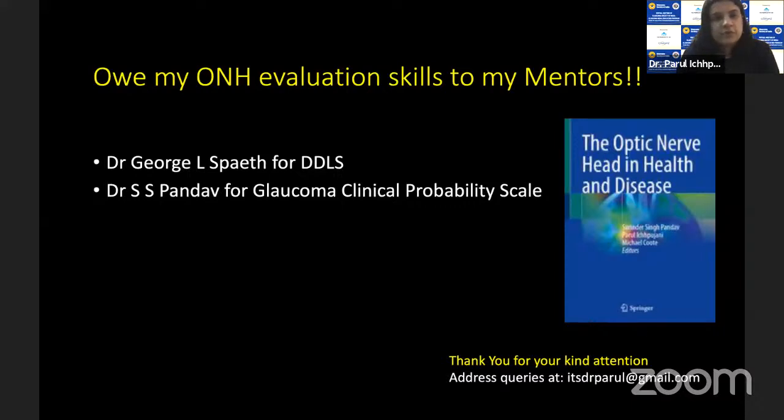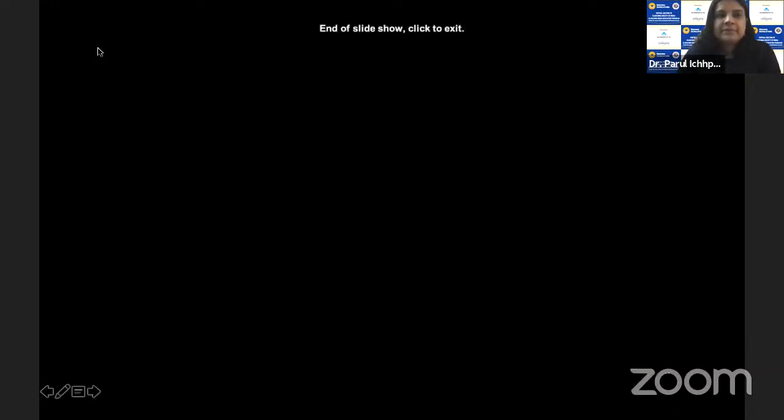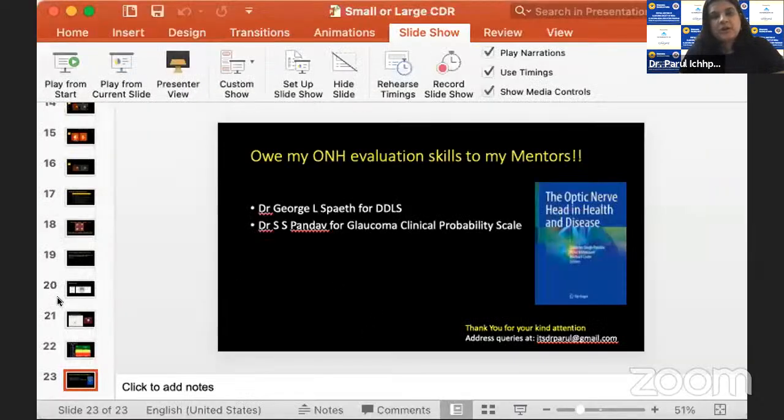And if you start noting the size of the disc in relation to the size of the cup, that again will be quite helpful. So I owe my optic nerve head evaluation skills to my mentors, and this is the product of the training. We have just come out with this book. If any of you is interested, I can share a PDF version through the AICE team for your benefit. But I would request all of you to start making a note of the neuroretinal rim and its health from now on and documenting it in your cards. And I'm sure you'll have many patients whom we can save from unnecessary medications.